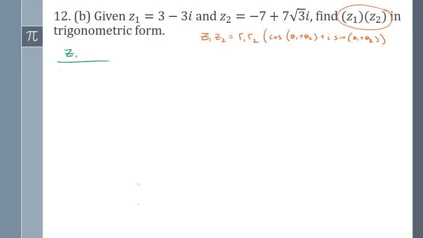find all my relevant information for z1. So z1 is going to have r1, which is the square root of 3 squared, which is 9, plus another 9. So this can be 3 rad 2. And theta, once again, is the inverse tangent of b over a, which with the calculator, we need to make sure we're in the correct quadrant. And we get 315.